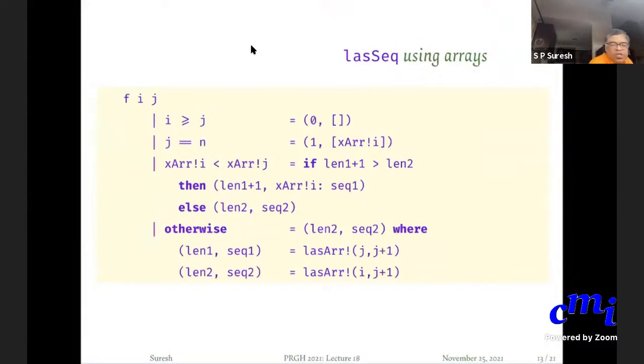If i is greater than or equal to j, you just put some dummy value, 0, empty list. If j is equal to n, then you know that the longest ascending sequence is of length 1, and that is just xs at i, which is nothing but x array at i. The other case you calculate: if x array i is less than x array of j, then you compute len1 sequence1, len2 sequence2 for the recursive calls, but you don't make the recursive call, you refer to those elements in the array. This is the important thing.